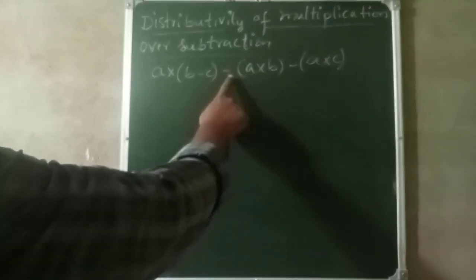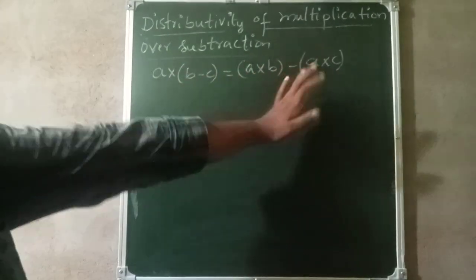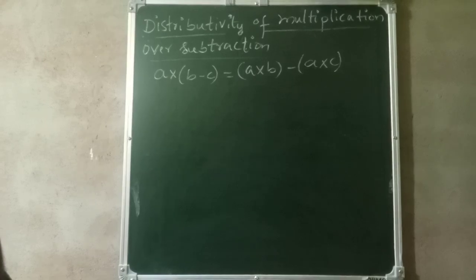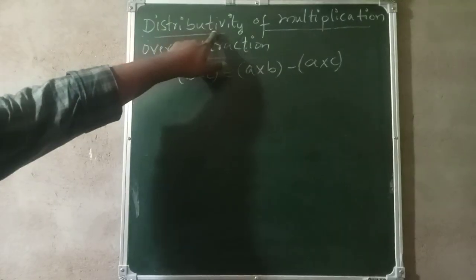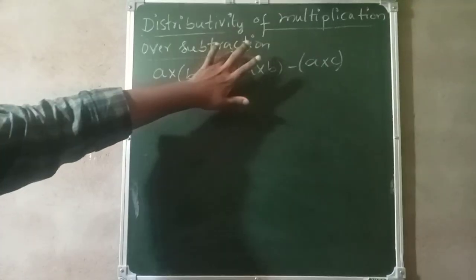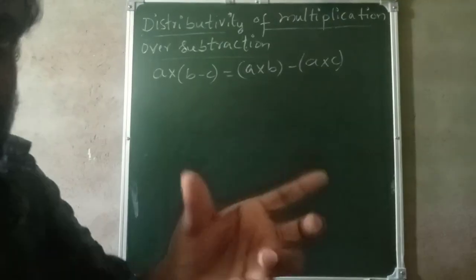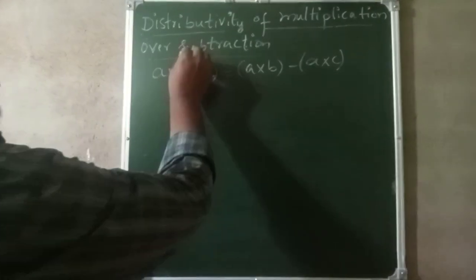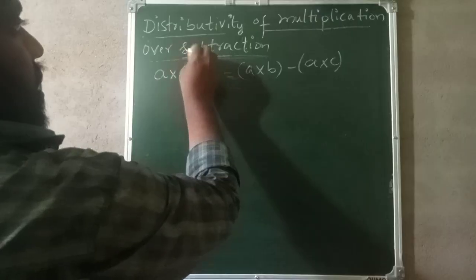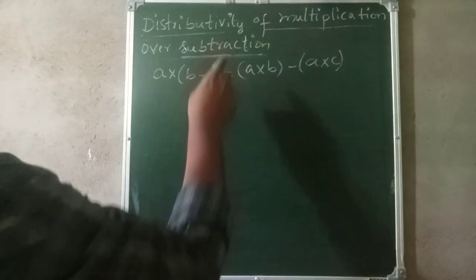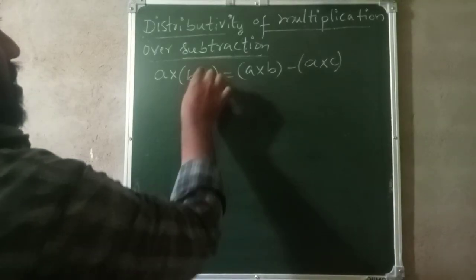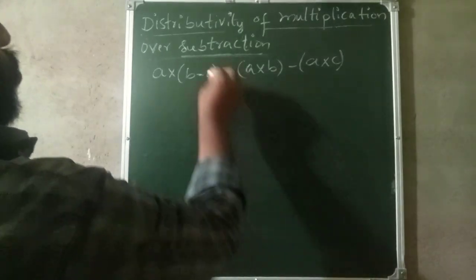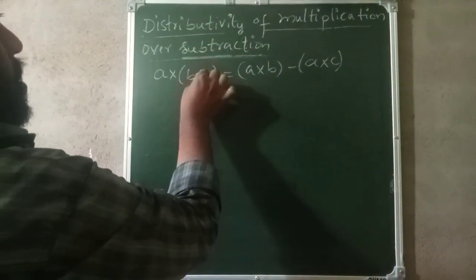Okay. So equal sign is there, so we can call this the equation. So this equation, whatever I have written, is called distributivity of multiplication over subtraction. We will see the words one by one. First, subtraction. Subtraction means what? Minus. See, minus is there. So minus is the symbol for subtraction. So subtraction means minus.